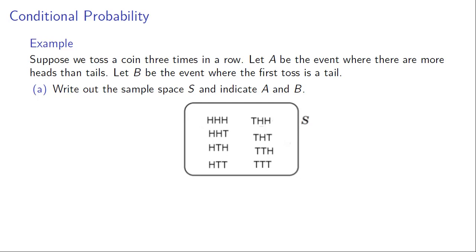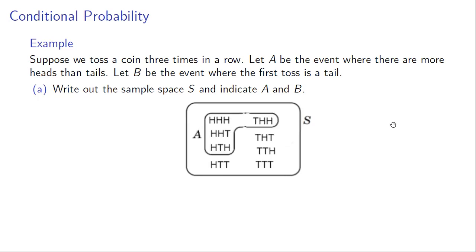Now we want to indicate A and B. So A is those events where there are more heads than tails. So that's something like THH, HHH, HHT, HTH. So just these 4. So that's A. Now B is the event where the first toss is a tail. So those are the ones on the right. So that's B.